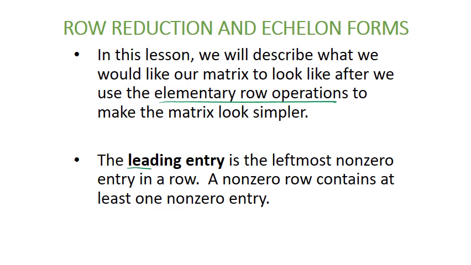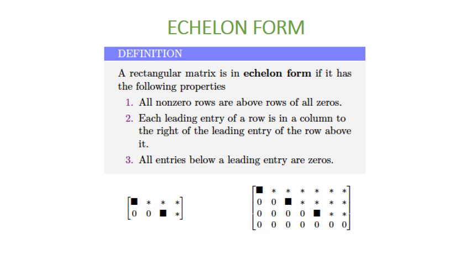The leading entry is the leftmost non-zero entry in a row. So that's known as the leading entry. A non-zero row contains at least one non-zero entry. Echelon form, the definition is here. So all non-zero rows are above rows of all zeros.